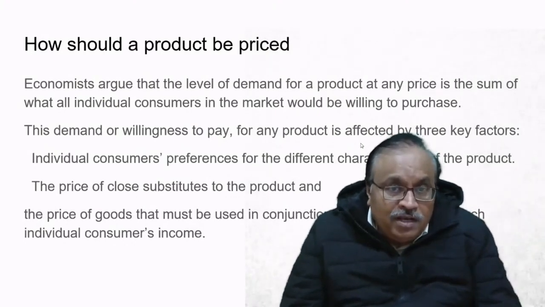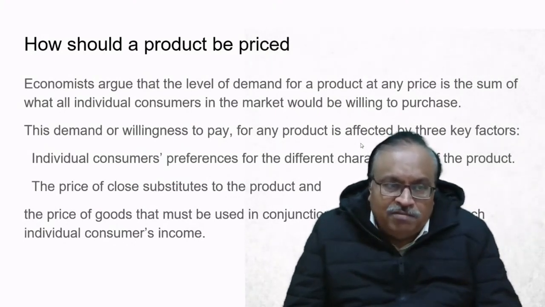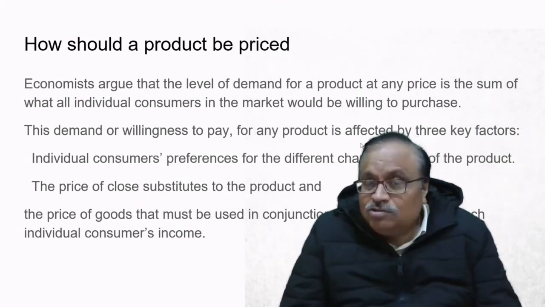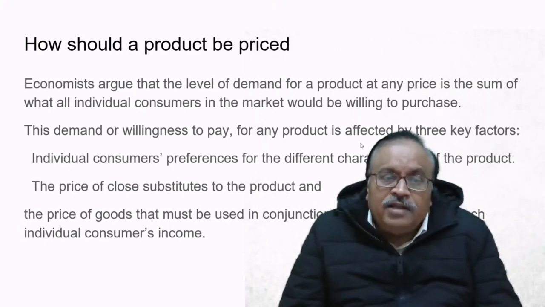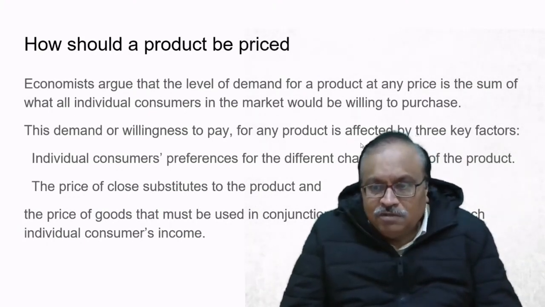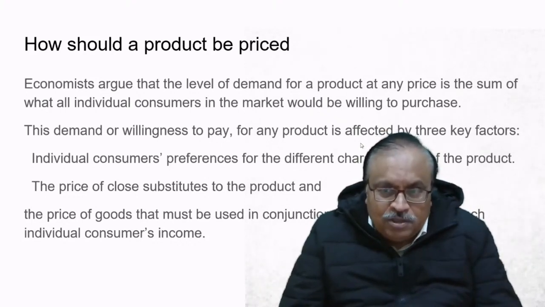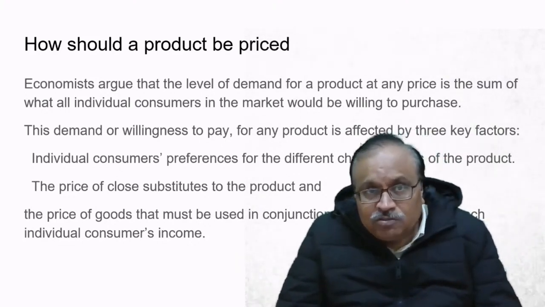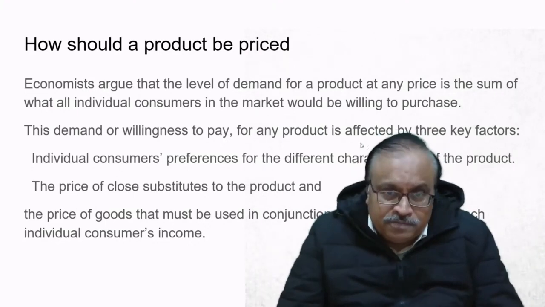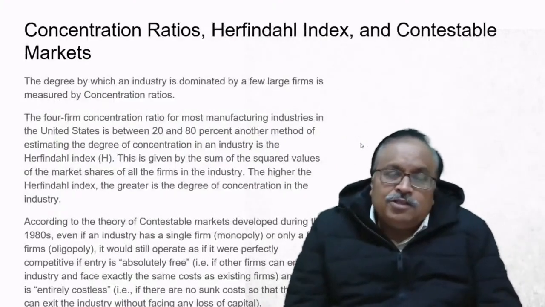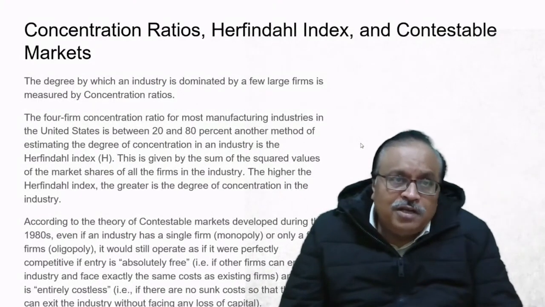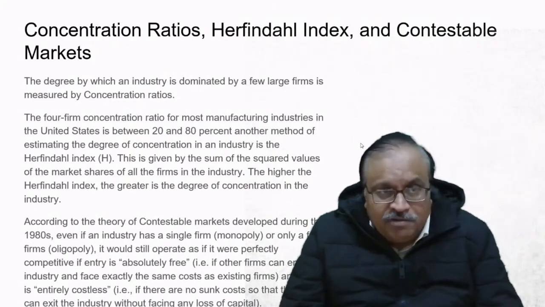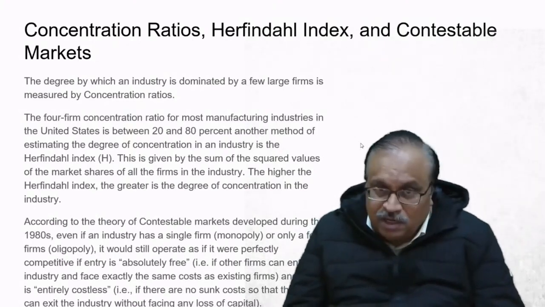So this demand or willingness to pay for any product is affected by three key factors: individuals' preferences for the different characteristics of the product, the price of close substitutes, and the price of goods that must be used in conjunction with it. So price of complements, price of substitutes, and the level of each individual's consumer income. These are the factors responsible for determining the price. Once the price is determined, let us understand the Herfindahl index, contestable markets, and concentration ratios, and how they explain the market.